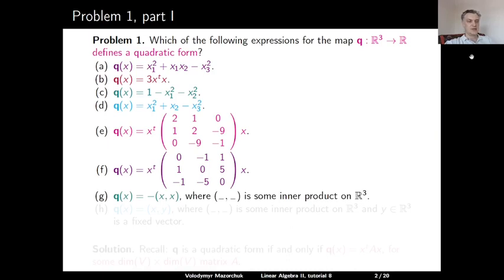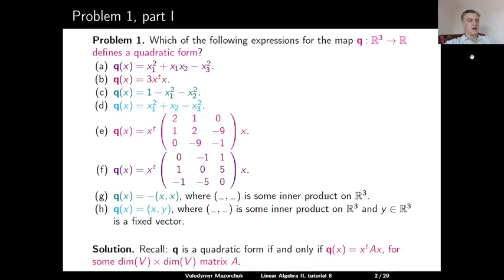G. Q of x is equal to minus the inner product between x and x, where the inner product is just some inner product on R3. And H. Q of x is equal to the inner product of x and y, where we have some inner product on R3, and y is a fixed vector.